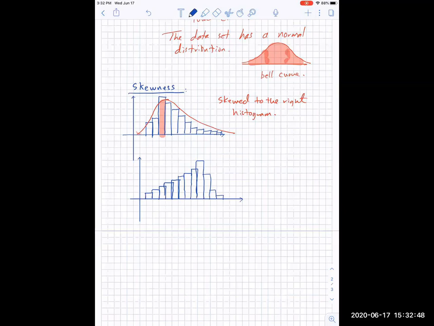Okay, so now if you draw the curve representing this histogram, it's going to look like this. It has a long left tail. We reach the top, and then the right tail is very short, like that. So this is a histogram that is skewed to the left.